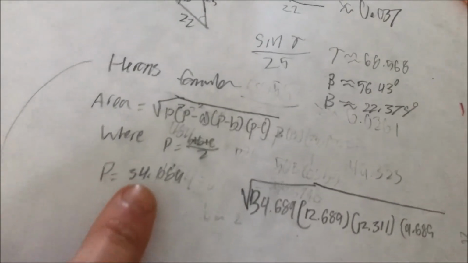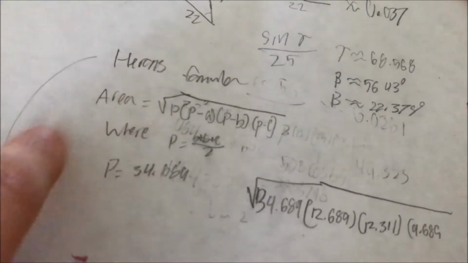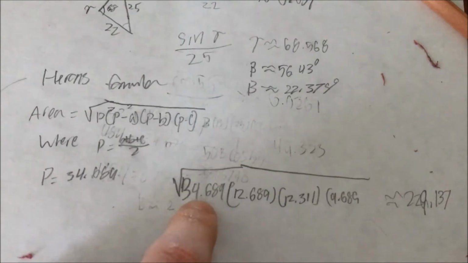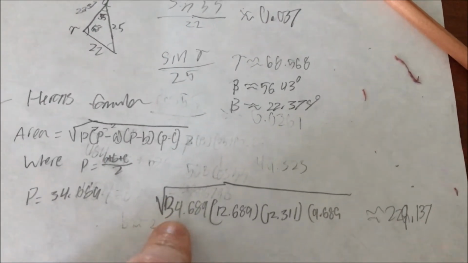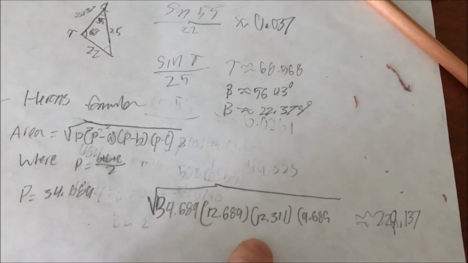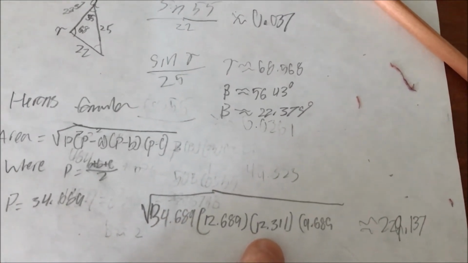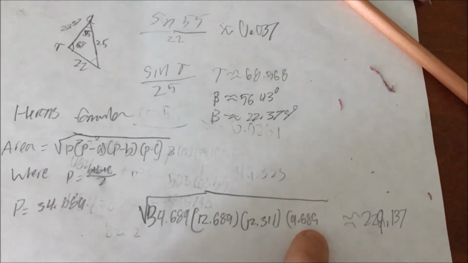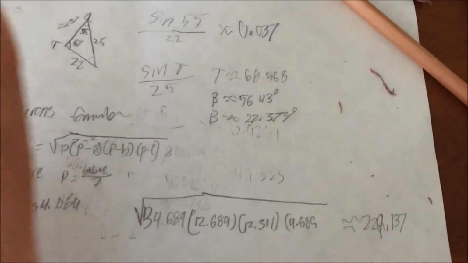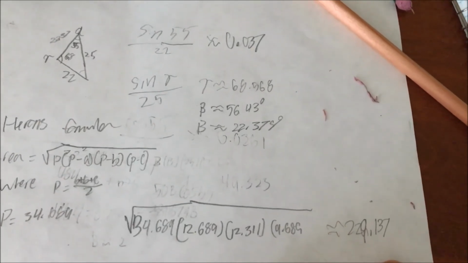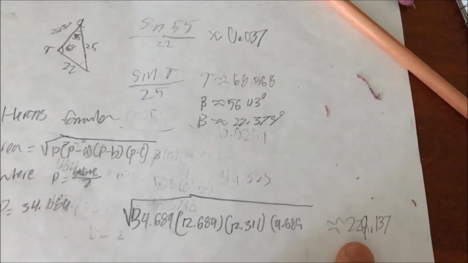So, the perimeter, adding everything up and dividing it by 2, we get 34.689. Now, plug all that in, and we get 34.689 times 12.689 times 12.311 times 9.689. Now, square root of all that, and we get 229.137 square units.